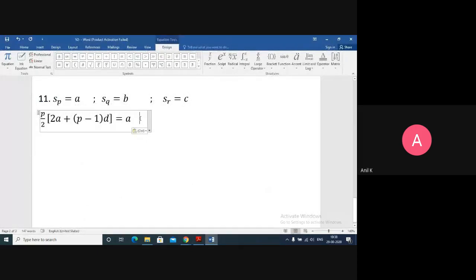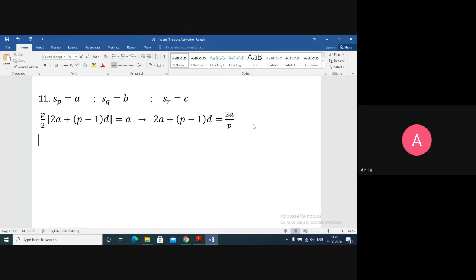Okay. What I do is, I'll rewrite this equation as 2A plus P minus 1 into D is equals to 2A upon P. So this directly P upon 2 I am bringing to the right hand side. So P upon 2, if it comes to the right hand side, it will become the reciprocal 2 by P. So that is 2A upon P.